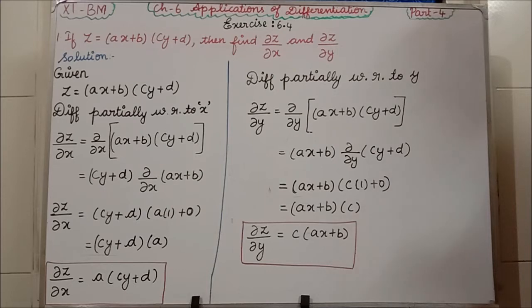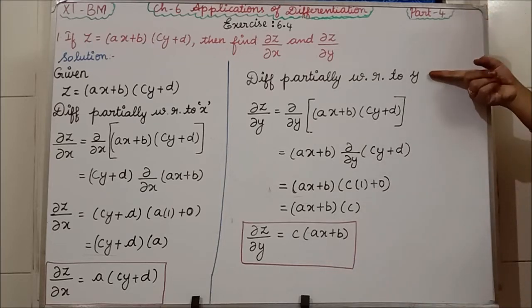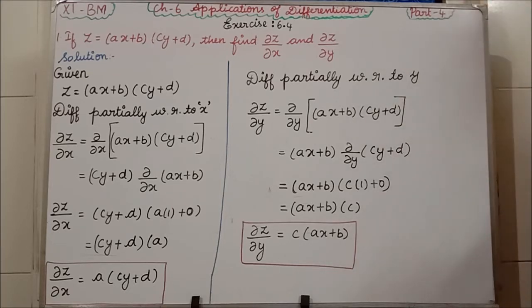Partial differentiation means that when you are differentiating with respect to x, y is constant. When you are differentiating with respect to y, x is constant. Clear students, all of you? Next we will see the second question.